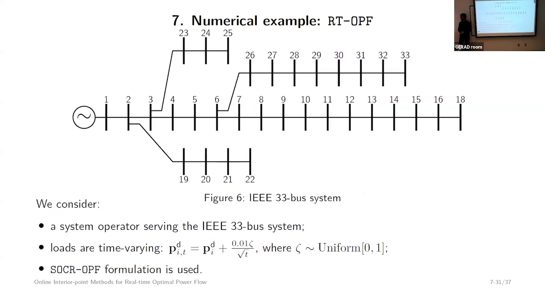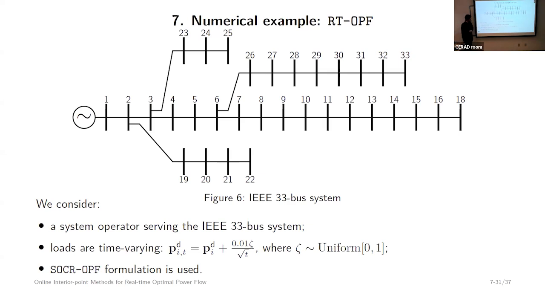Okay, so let's conclude with a bit of a numerical example. I'll be my own enemy and use only the 33 bus system, but we'll do it in real time. I'm the operator, I'm solving this, and there's some perturbation in my load that is moving toward a new state, and I want to track the optimum with my real-time OPF.